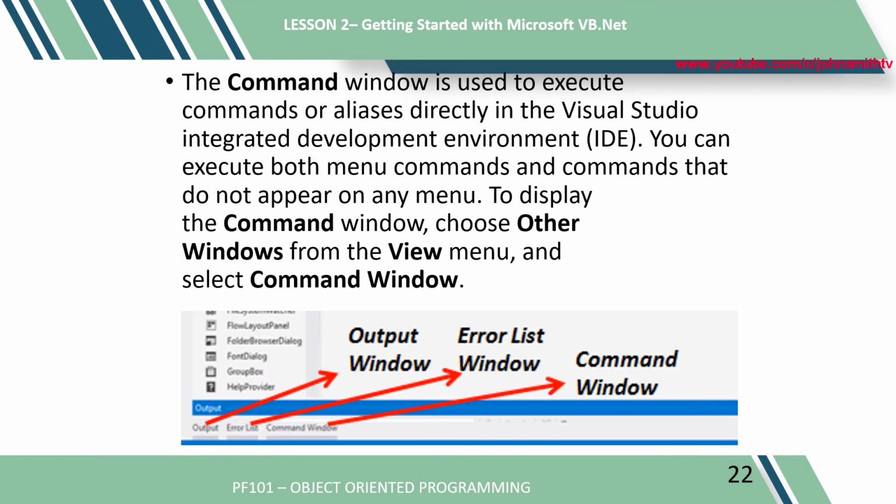The Command window is used to execute commands or aliases directly in the Visual Studio Integrated Development Environment, IDE. You can execute both menu commands and commands that do not appear on any menu. To display the Command window, choose Other Windows from the View menu, and select Command window.